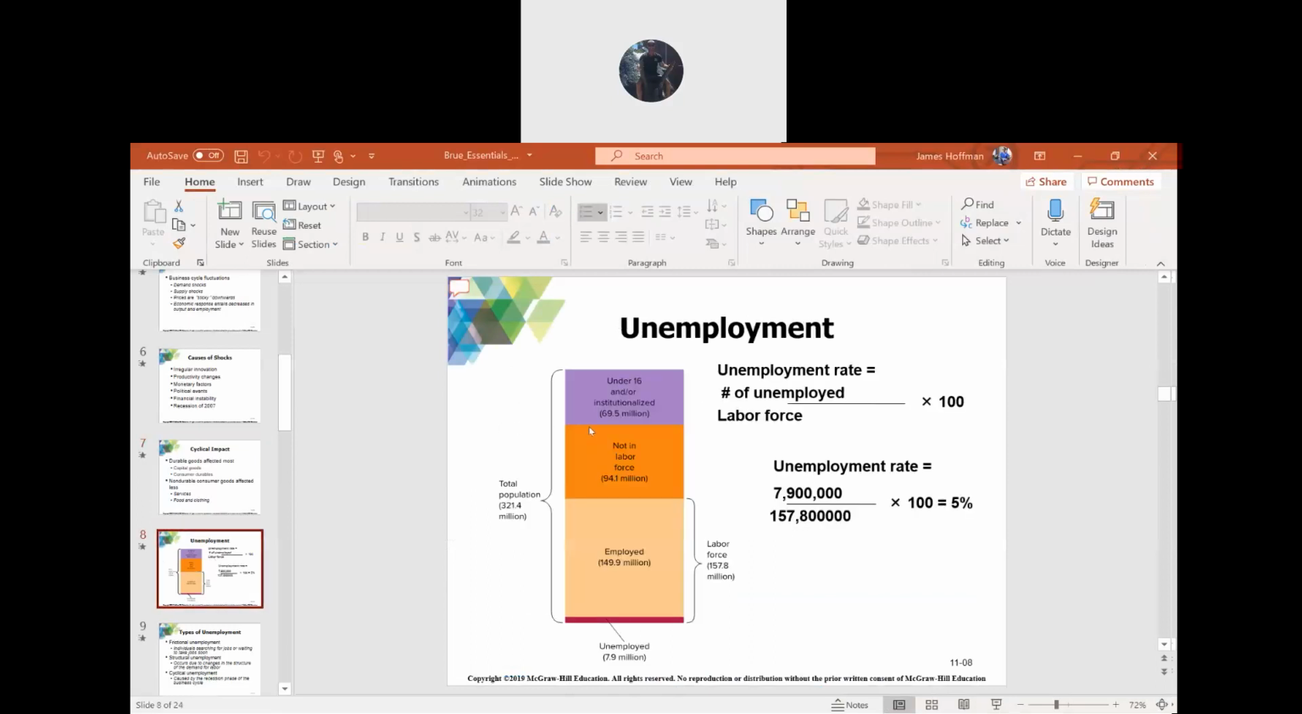Okay. So here is how you calculate unemployment, or the unemployment rate. First, you have to break down the country or the economy into three sections. So this purple section, ignore the actual numbers because these are outdated, but the categories are correct. If you're under 16 or institutionalized, you're automatically taken out of the labor force. So this group is not part of the labor force and not part of the unemployment rate, right? If you can't work due to age or prison, then you're not part of the statistic.